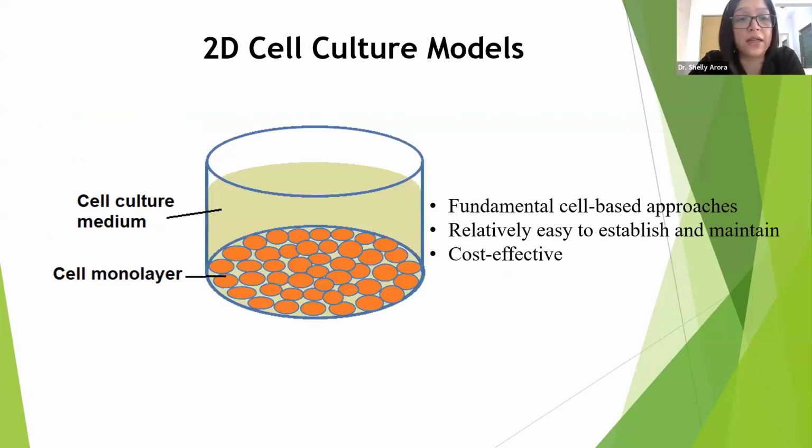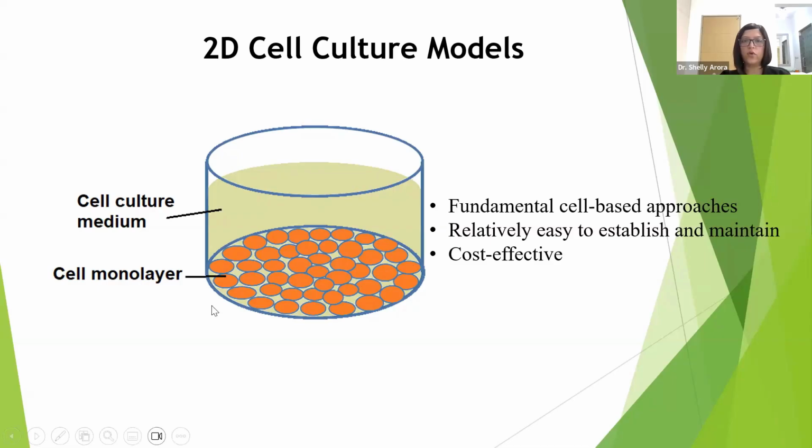What is a two-dimensional cell culture model? When I told you that I grew the cells on those cell culture plates, most of the studies in the literature use a two-dimensional cell culture model, which is a fundamental cell-based approach. It basically means the cells are grown on a flat surface.